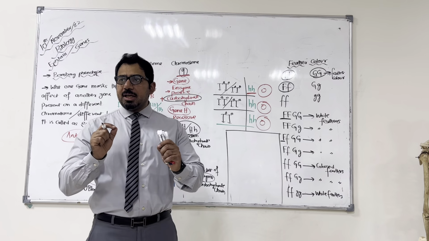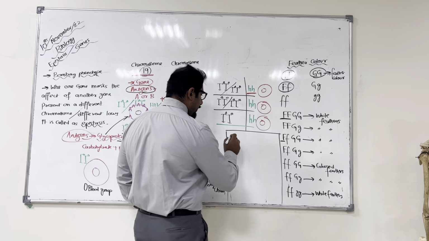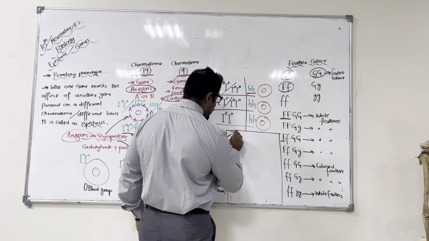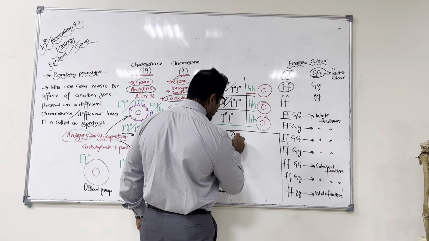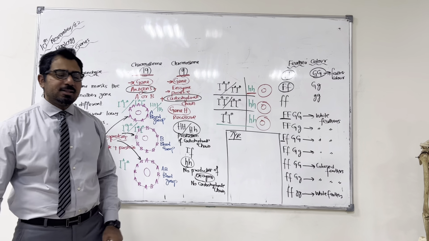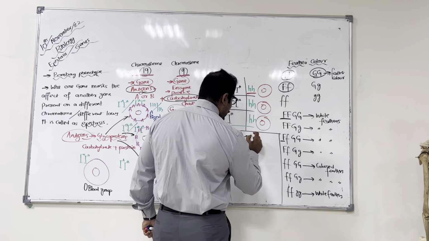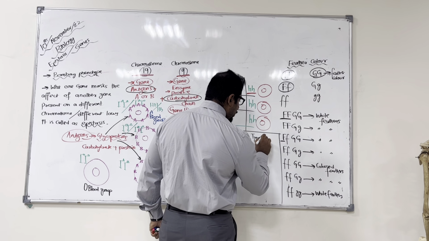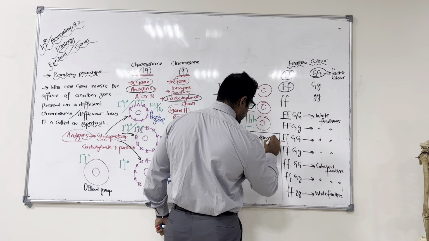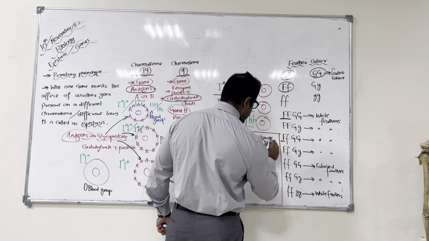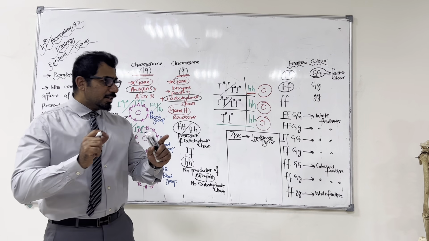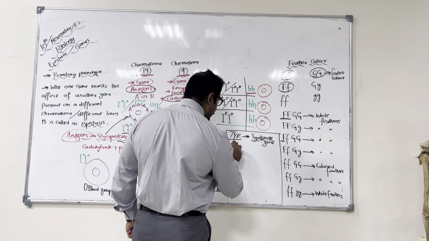Now, the gene, like one example, the representation of the gene is like this. Now this is the gene which is called the tyrosinase gene. Now this tyrosinase gene is responsible for albinism.